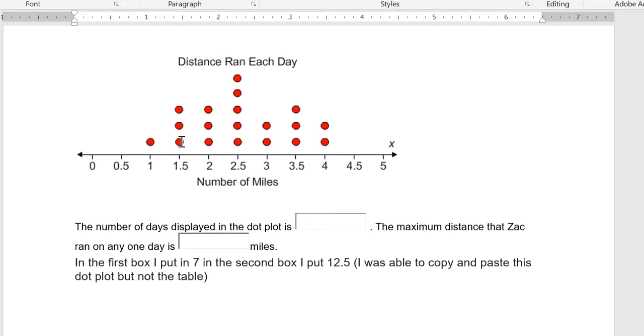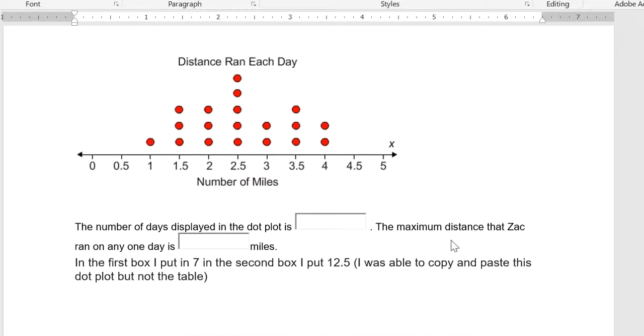So we have 1, 2, 3, 4, 5, 6, 7, 8, 9, 10, 11, 12, 13, 14, 15, 16, 17, 18, 19. So there are 19 days. So this answer here would be 19. And then the next part of the question is the maximum distance. Okay, so what you did actually was you counted 1, 2, 3, 4, 5, 6, 7. You needed to count each dot individually. So I hope that makes sense.